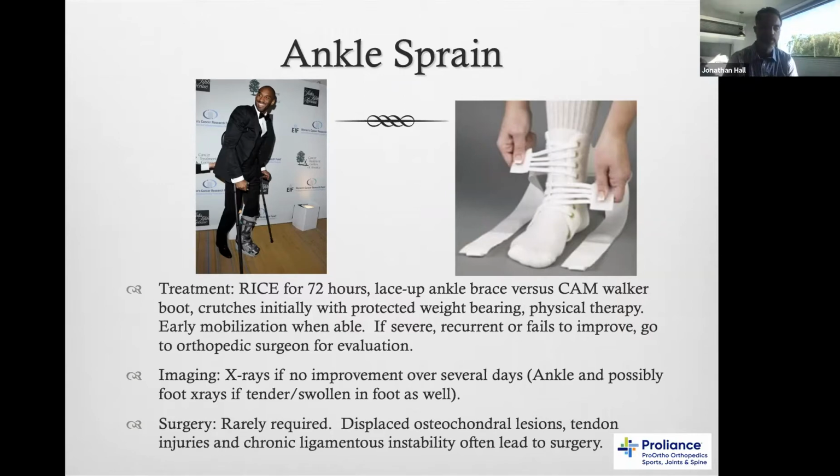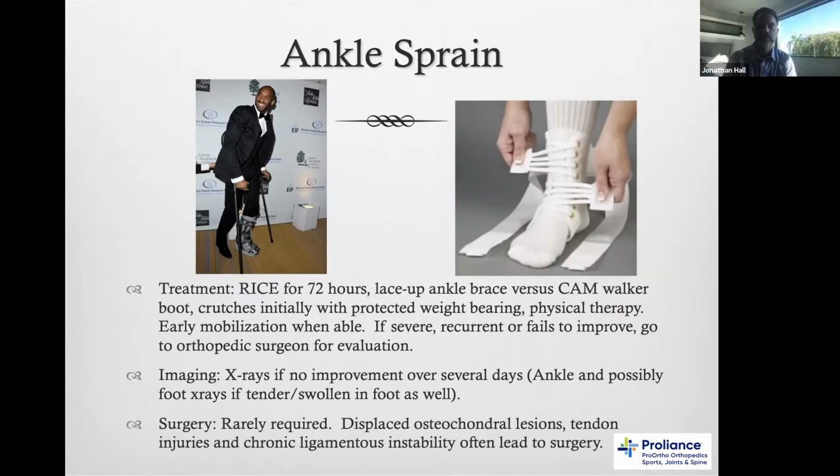Come and see me and we can evaluate you. There are special things we do. Specifically, we do x-rays. We do stress x-rays to see if the ankle ligaments are holding up. That's where we take you into the x-ray booth and actually move the ankle around. Surgery typically isn't required. It's probably 5% of the time when people end up with surgery from an ankle sprain.